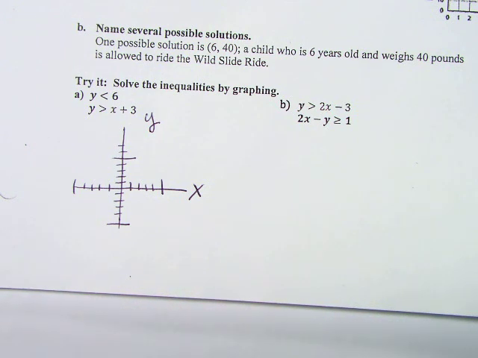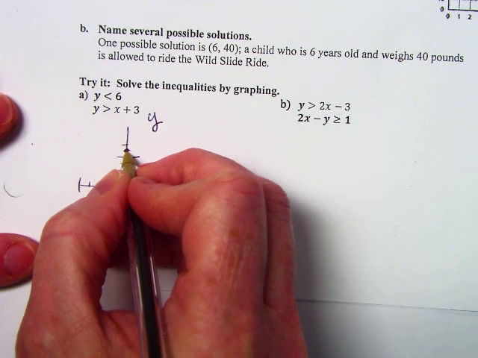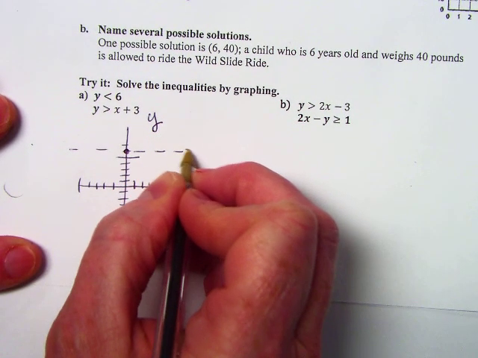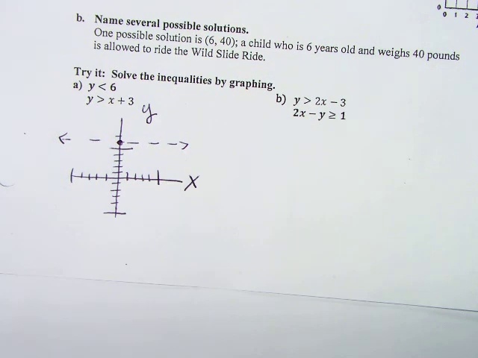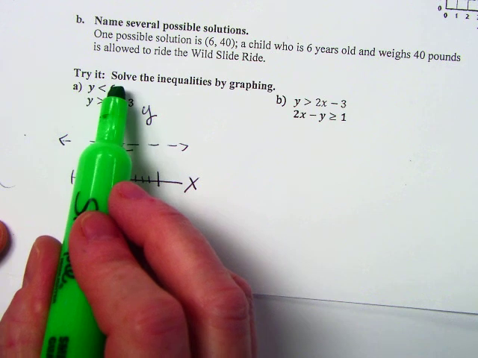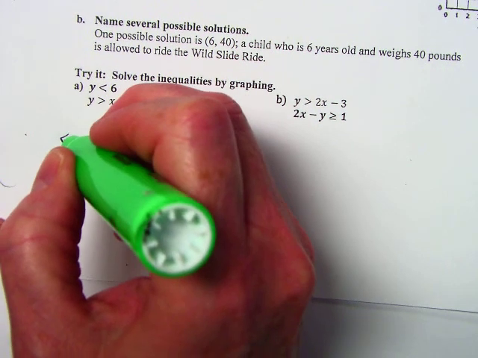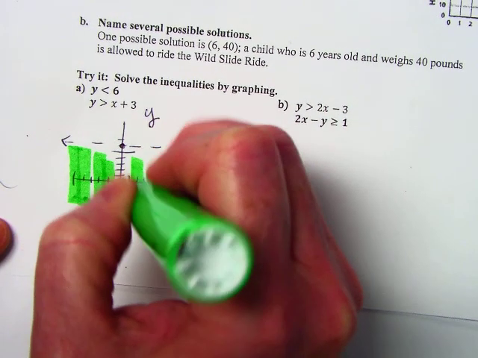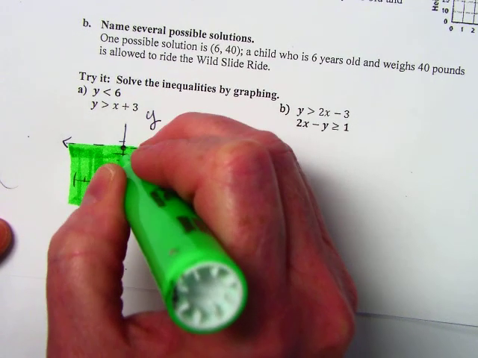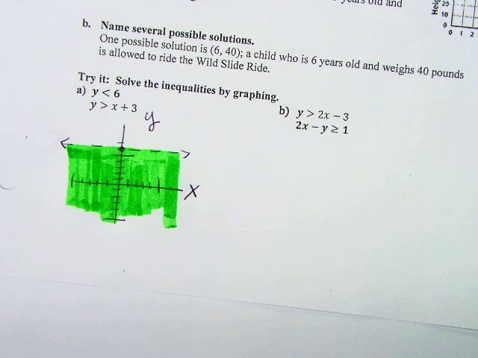Will this one be solid or dotted? Dotted. All right, so at 6 is my begin here point. It's a horizontal line that is dotted, and we will shade. It says the shaded part is less than 6, so that means below 6. Okay.